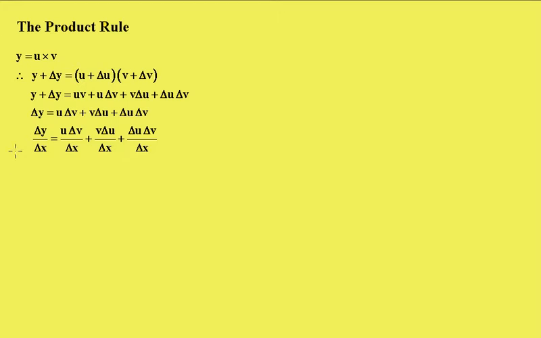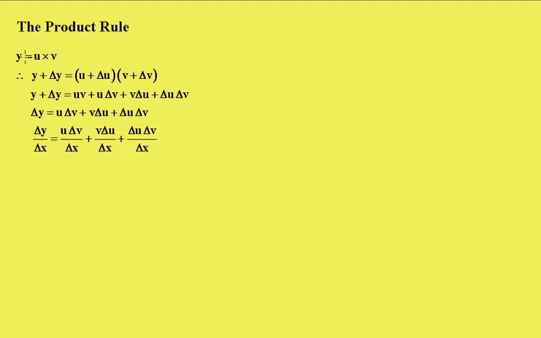The product rule. Now y equals u times v, where y is a function of x, u is a function of x, and v is a function of x. Now, a change in x will cause a change in y, a change in u, and a change in v. So now by removing those brackets, we get uv, u times delta v, v times delta u, and delta u times delta v, just using that first, outside, inside, last little rule.